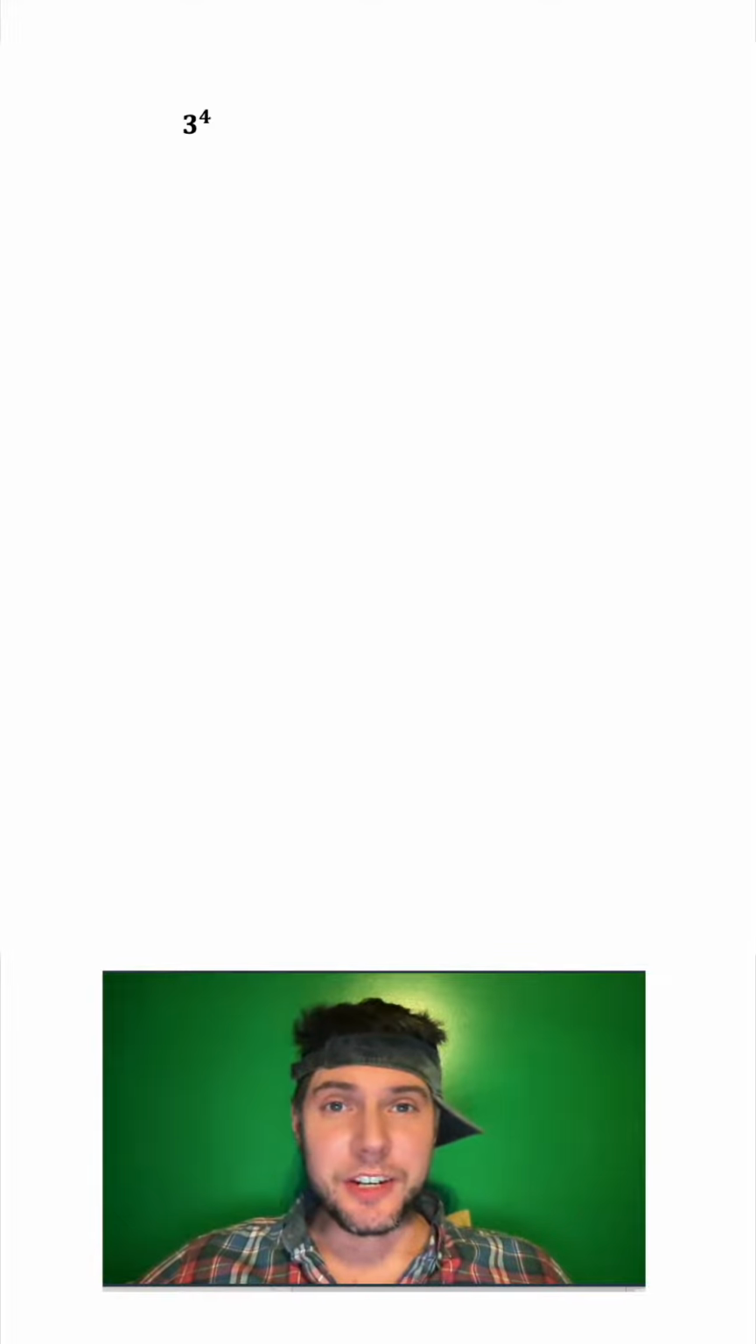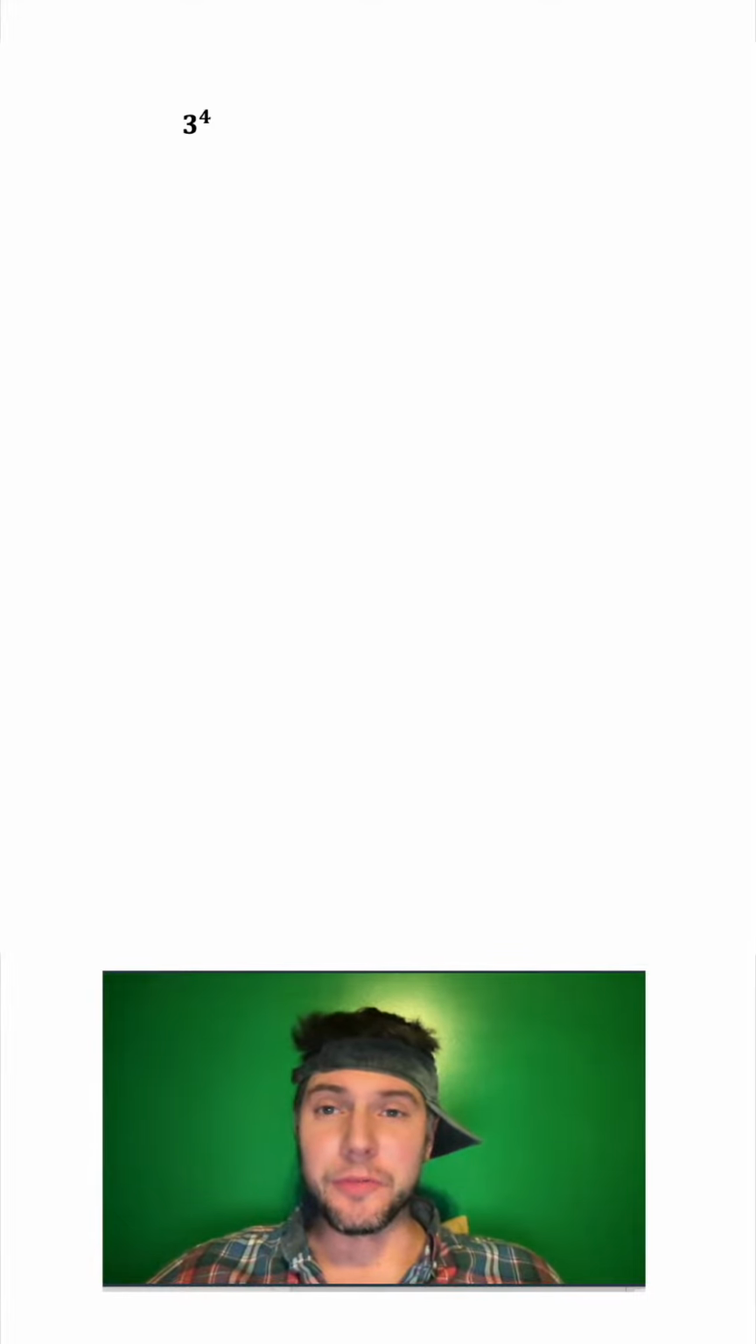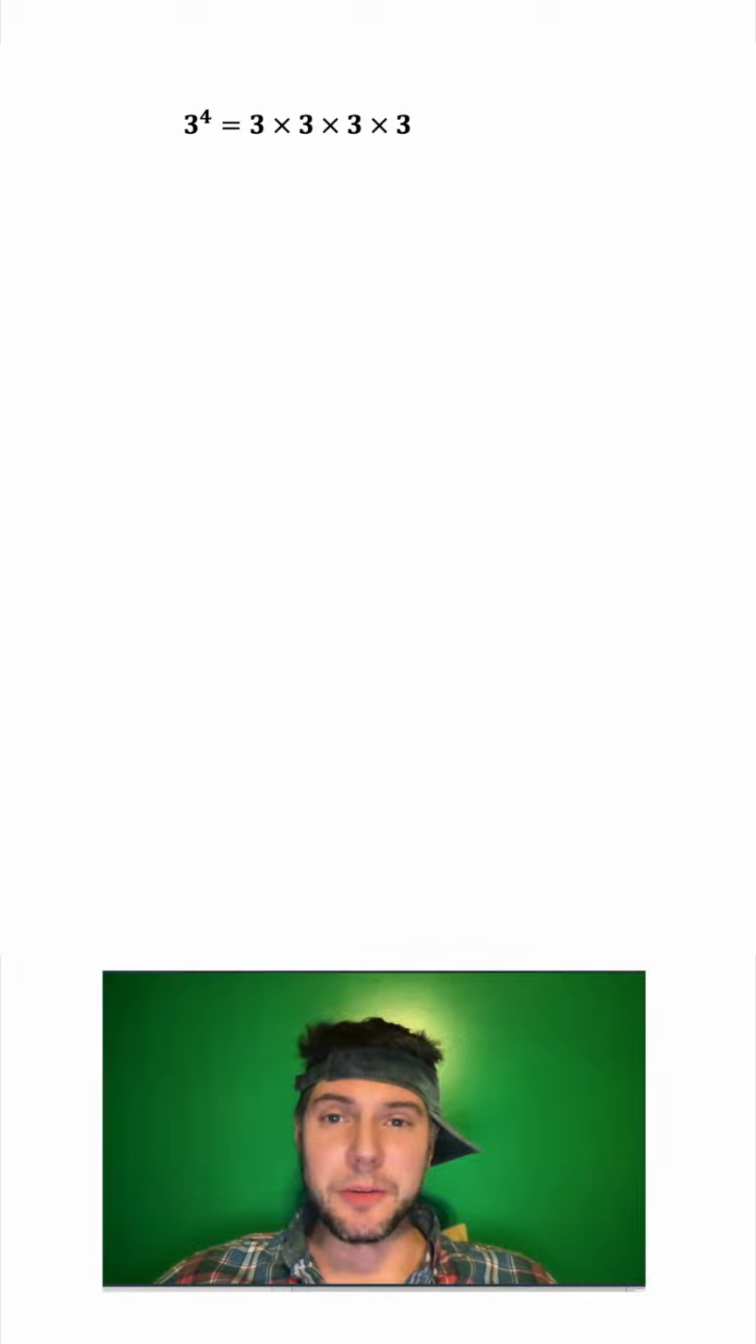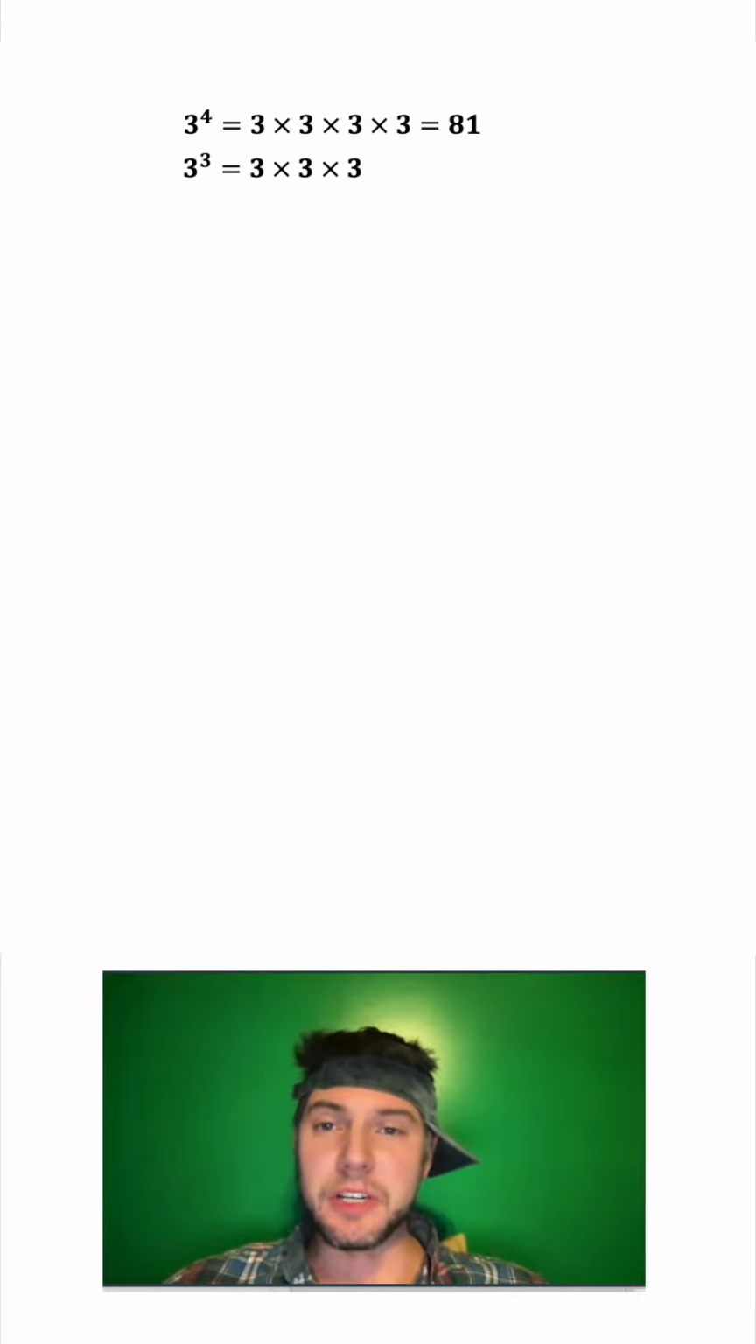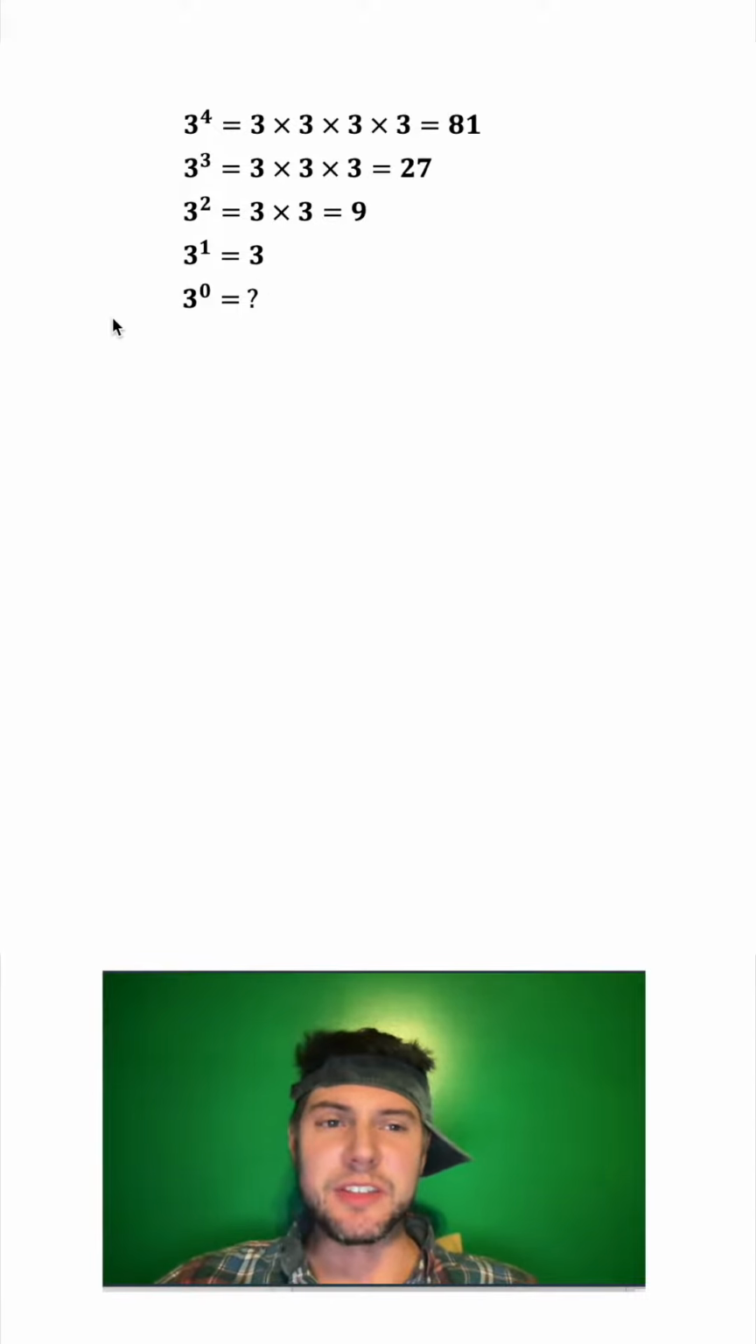So why is n to the 0 equal to 1? Well, first let's look at 3 to the 4. 3 to the 4 means 3 times 3 times 3 times 3, which is equal to 81. 3 to the 3 is equal to 3 times 3 times 3, which is equal to 27. 3 squared is equal to 3 times 3, which is equal to 9. 3 to the 1 is just equal to 3. And what is 3 to the 0 equal to?